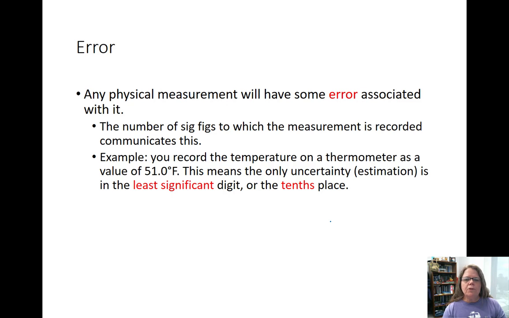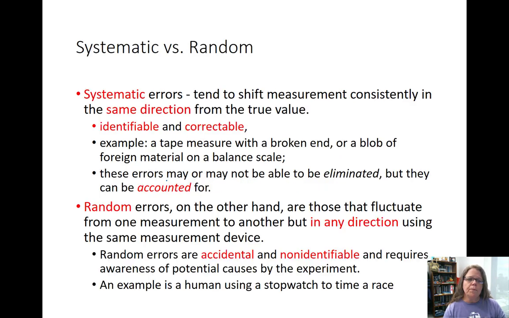Anytime we make a measurement, it's automatically going to have some error associated with it, unless it's an exact count like counting the cows. The number of sig figs communicates the amount of error. So if I record a temperature to 51.0 degrees Fahrenheit, I'm only estimating in this decimal place, the tenths place.